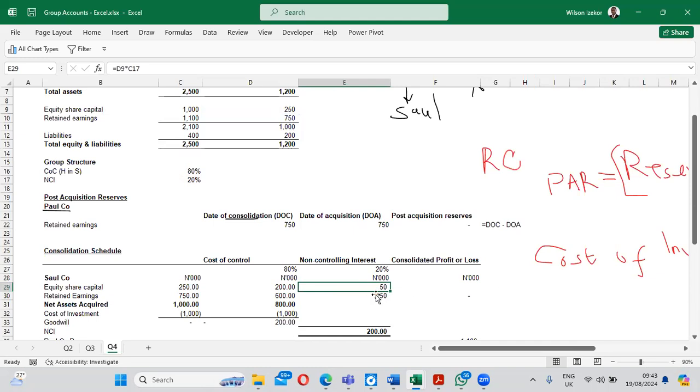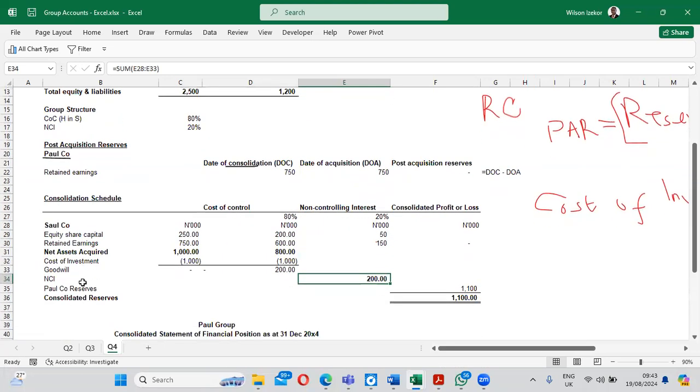All right. Then for the retained earnings, it has to be the retained earnings at the date of acquisition, emphasis on that, times the non-controlling interest percentage, which is 20%. And that gives you 150. So if you add 150 to 50, you have 200.